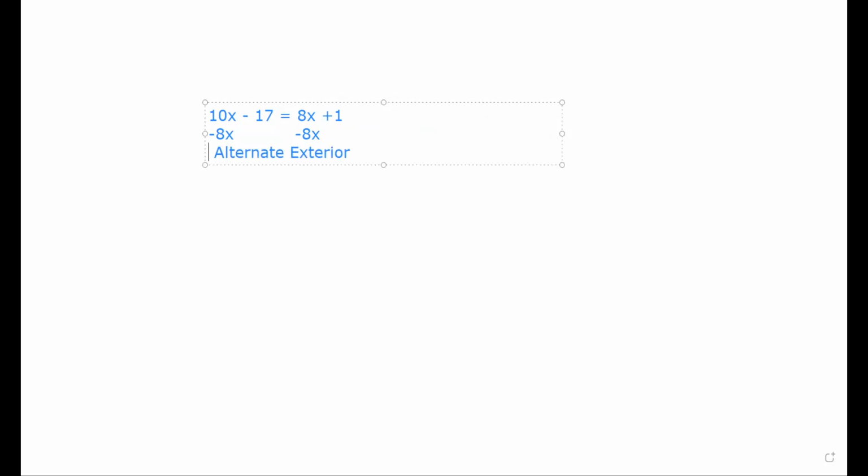And that's going to leave me with 2x minus 17 equals 1. Now I need to add 17 to start to get the x by itself. That leaves me with 2x equals 18, x equals 9. Okay, now what do I do with that?